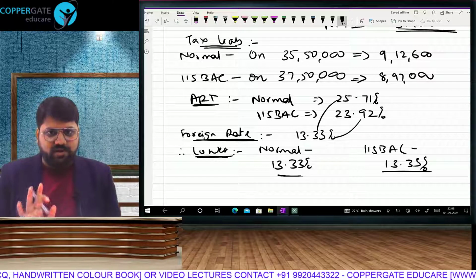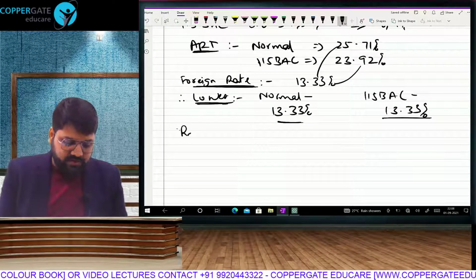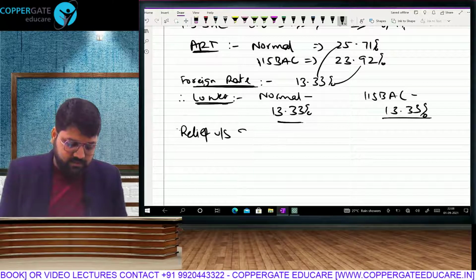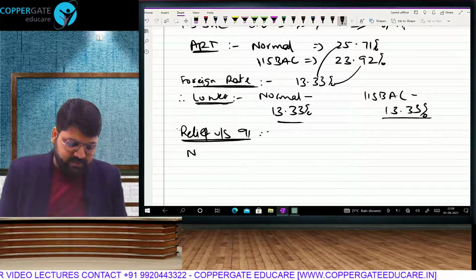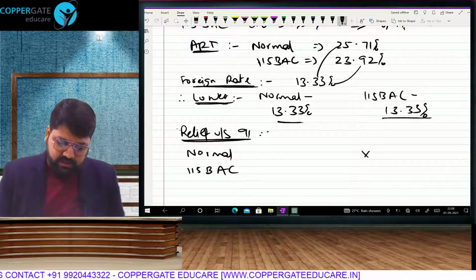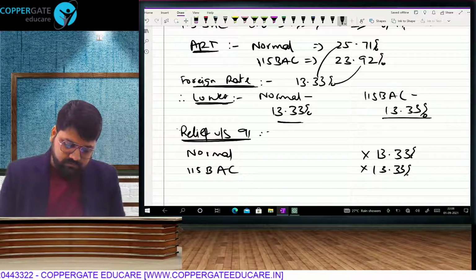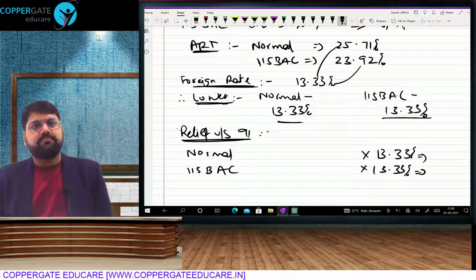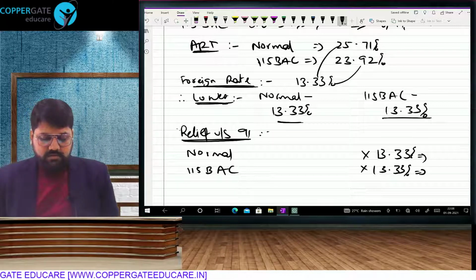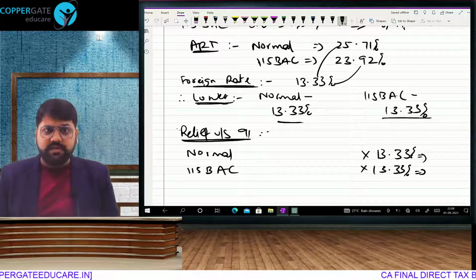Don't make blank faces, you all are following, no? What will be your relief under section 91? Whether as per normal provisions or as per 115 BAC, the relief will be at 13.33 only. On what income? In normal or special? Both 750 you are saying? You've taken deductions, no?